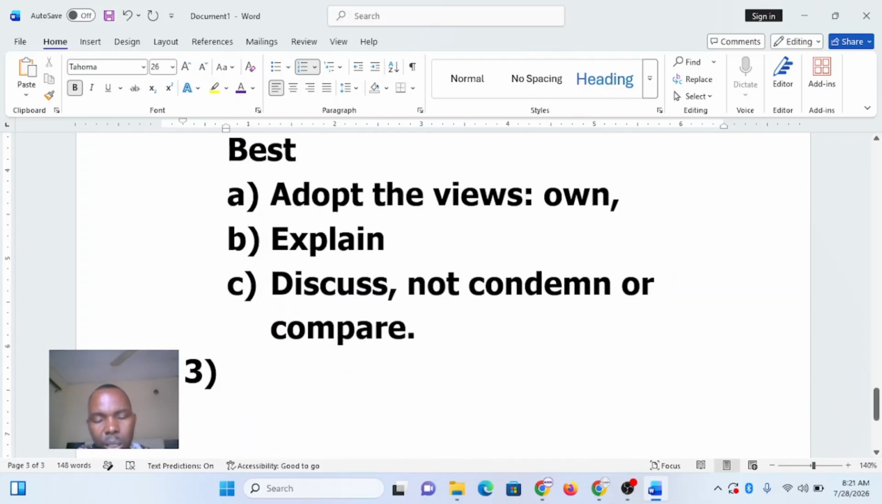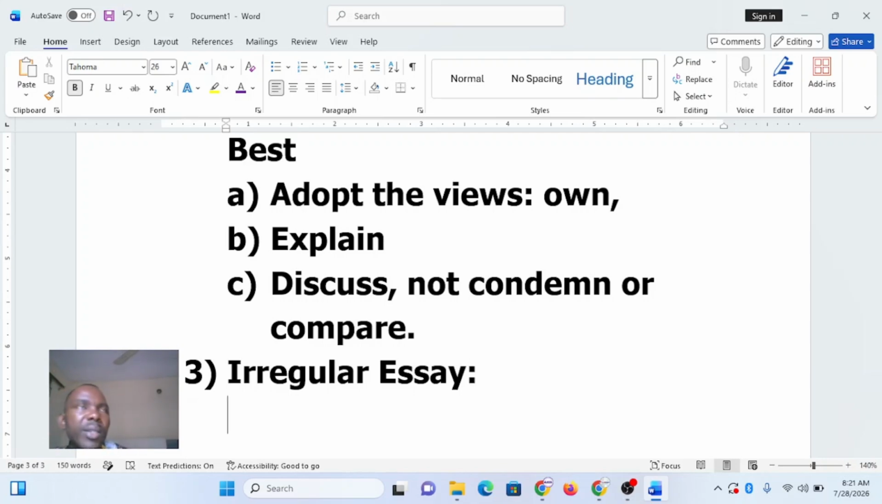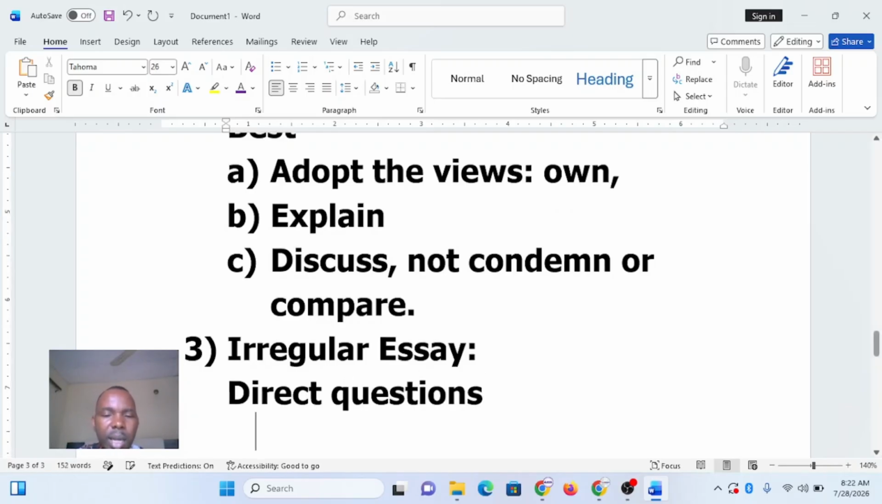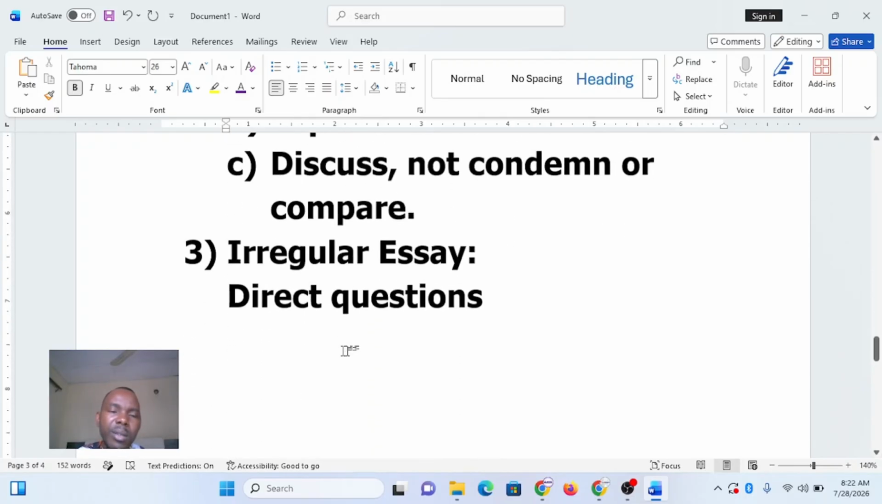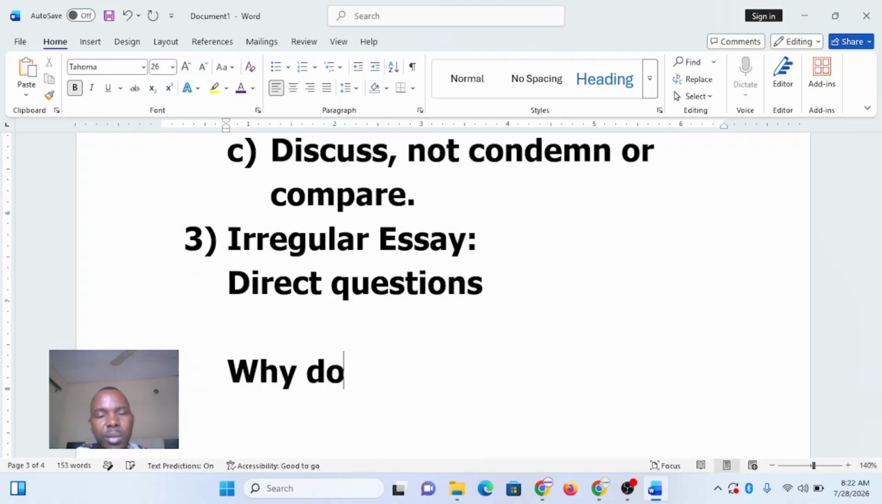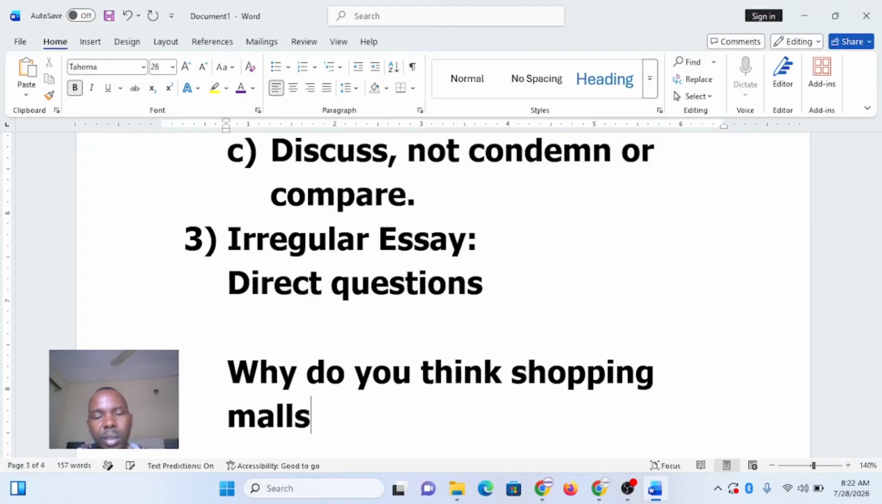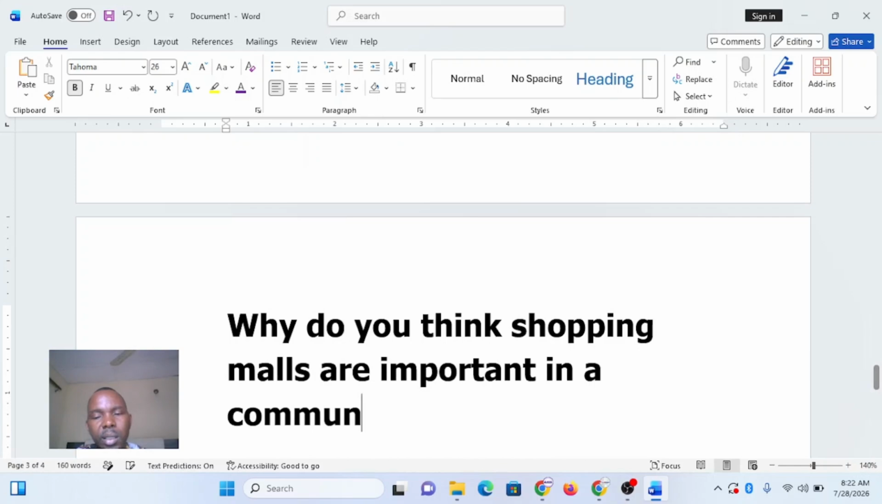Now, the third one is irregular questions or irregular essays. This one does not follow a particular pattern like the opinion or discussion essay. These are just direct questions. They ask you direct questions, and then you are just to go ahead and write on them. You get it now. So for example, they can ask you, why do you think shopping malls are important in a community? So we are just going to talk about why you feel shopping malls are important.